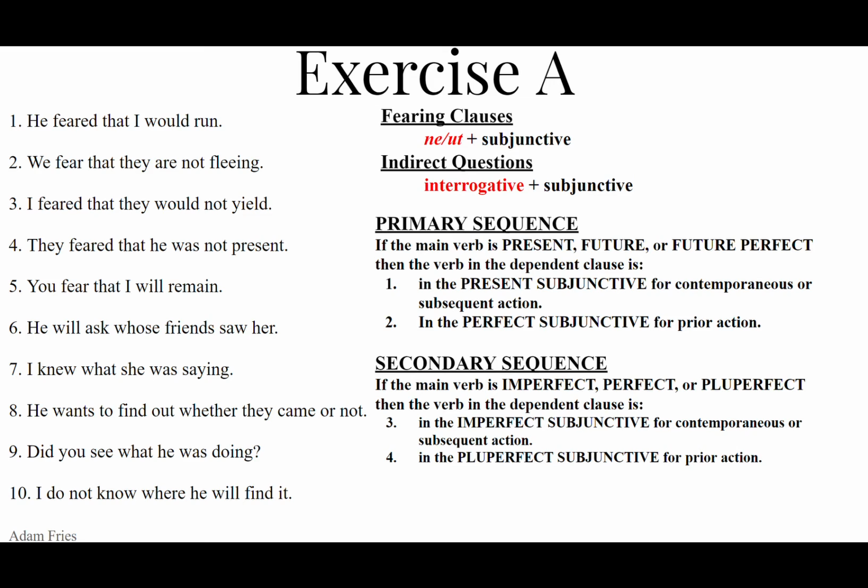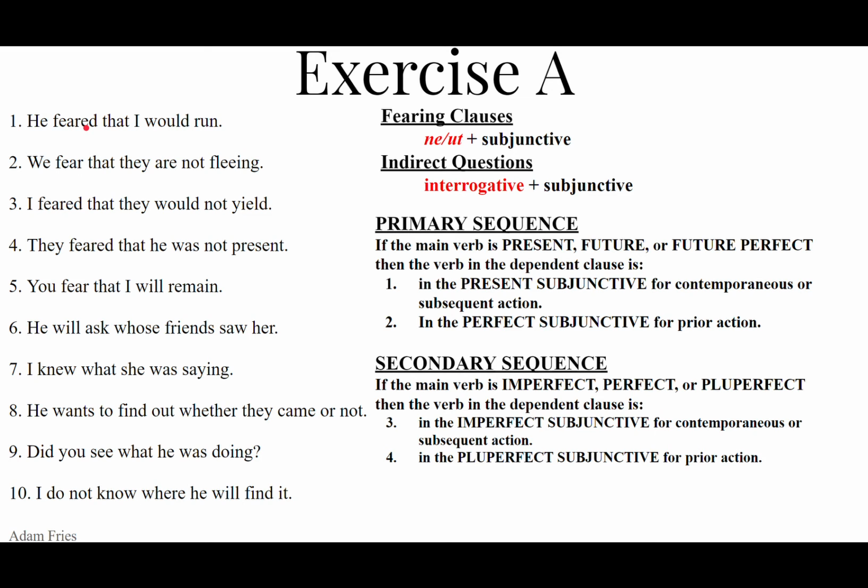So let's look at number one. Sententia prima. He feared that I would run. Okay, we have a fearing clause because we have a verb of fearing. So he feared. When did he fear it? Well, he feared it in the past. So past tense, we're in secondary sequence. Perfect tense, he feared.